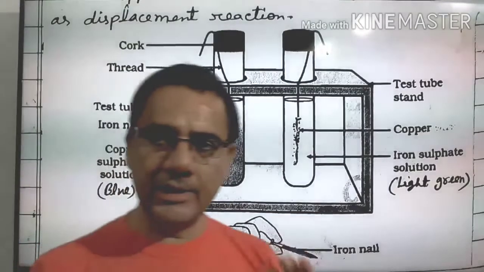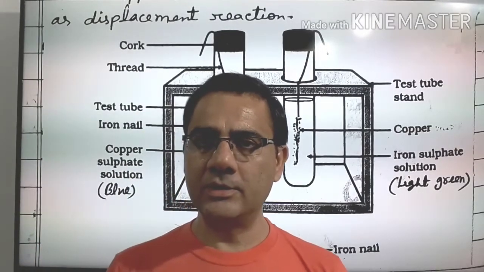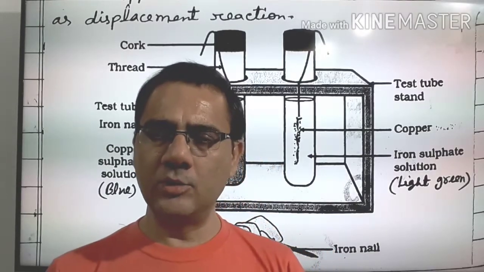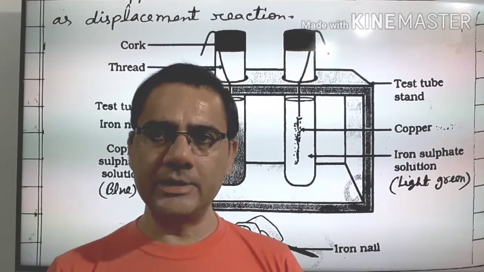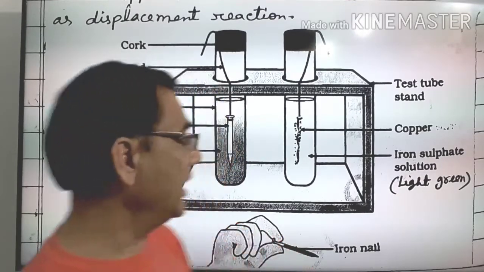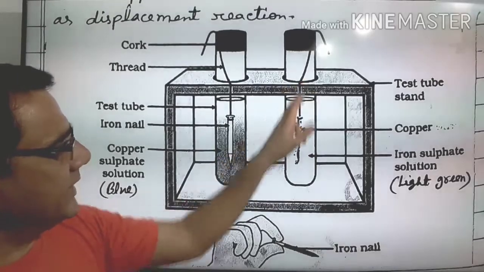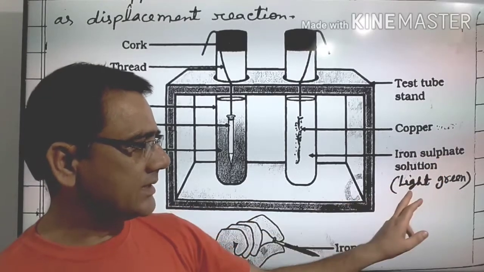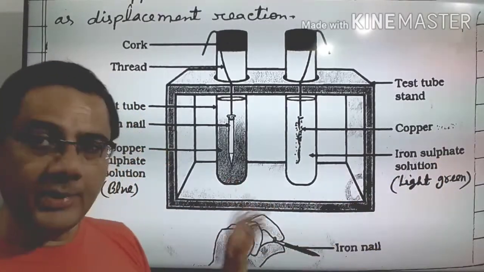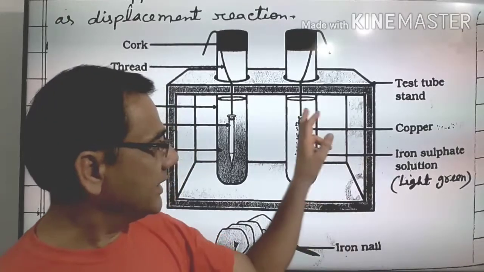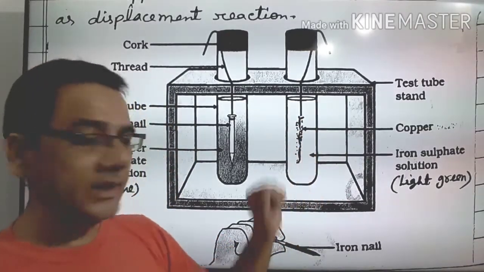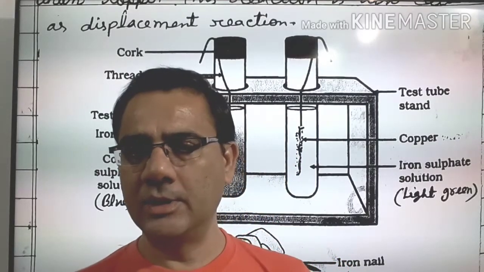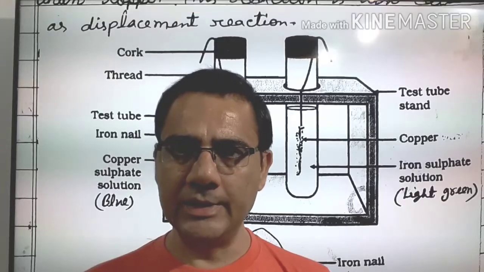See, when the iron nail is dipped into the copper sulfate solution, it is a slow process. The reaction takes place slowly, and slowly the iron from the iron nail displaces copper from copper sulfate. After the reaction we get this, and the solution which is present here is called iron sulfate. Its color is light green, and the copper which is produced after the reaction gets deposited on this iron nail. Brown copper is deposited on the iron nail. So with the help of this diagram, very easily we can understand.